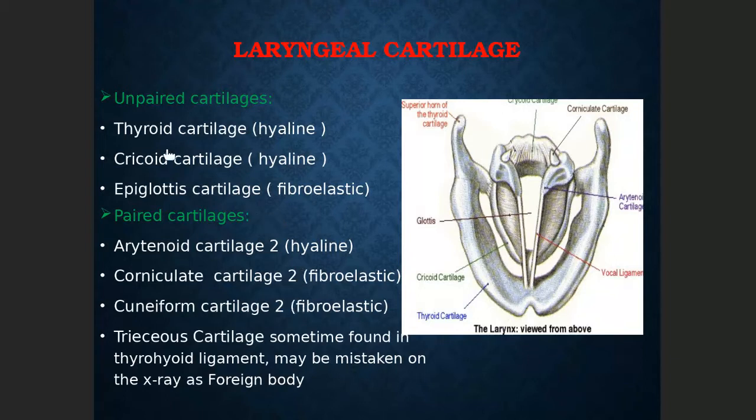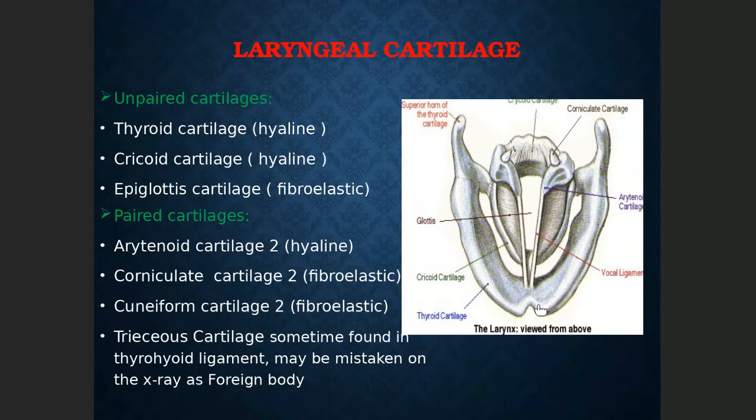We will start with the thyroid cartilage. The thyroid cartilage is the largest cartilage of all. It has 2 alae, or wings, right and left, that meet anteriorly to form an angle.